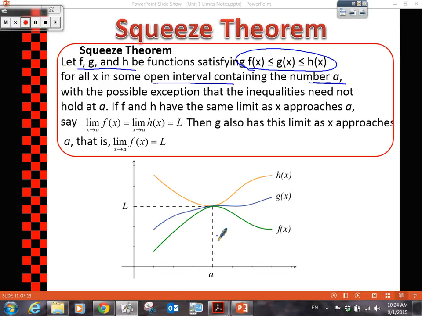If f and h have the same limit as x approaches a, then, so let's see what they're doing. They're setting up the squeeze theorem. They're setting up the squeeze. They're saying if the limit as x approaches a of f of x, so this piece, is equal to the limit as x approaches a of h of x, which is this piece, they both equal the same number, then the middle guy gets squeezed in. He's going to be the same number too.